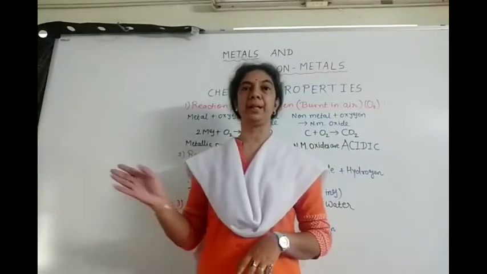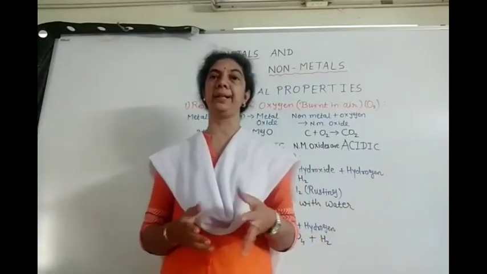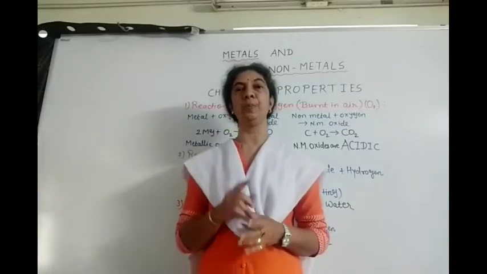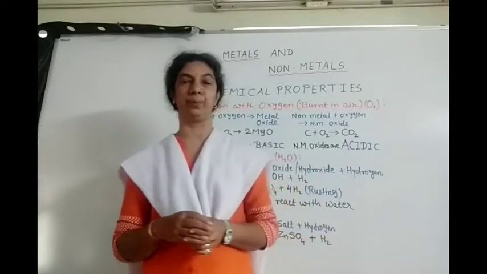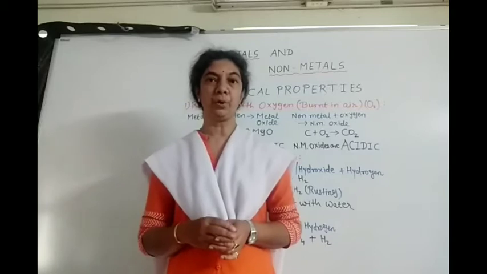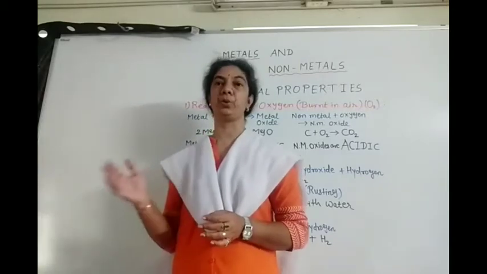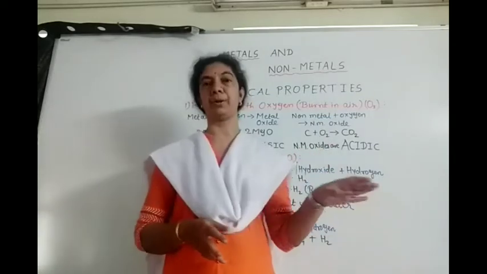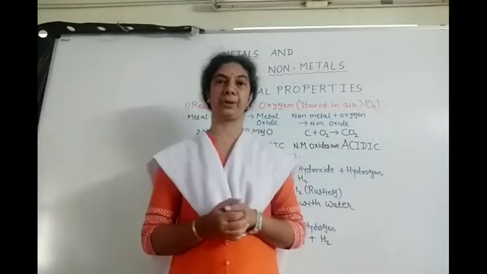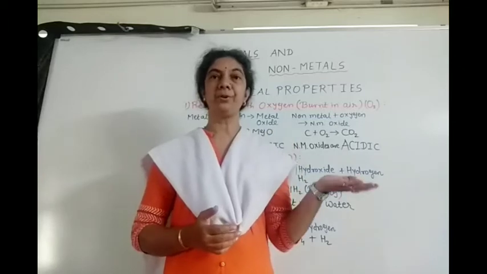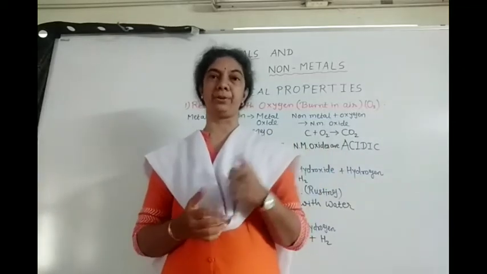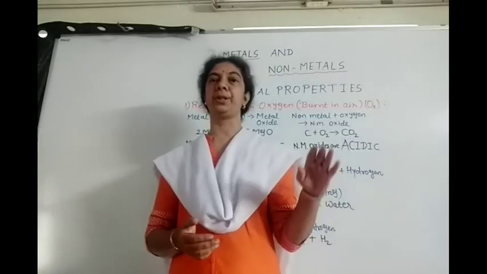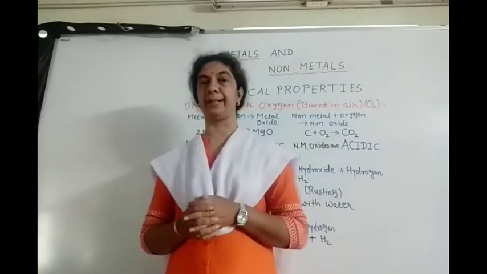Likewise, we can write the equations for different metals and different non-metals. Say for example, copper Cu plus O2 gives CuO. Sodium plus oxygen gives sodium oxide. Sulfur plus oxygen gives sulfur dioxide. Nitrogen plus oxygen gives nitrogen oxide. Phosphorus plus oxygen gives phosphorus oxide.